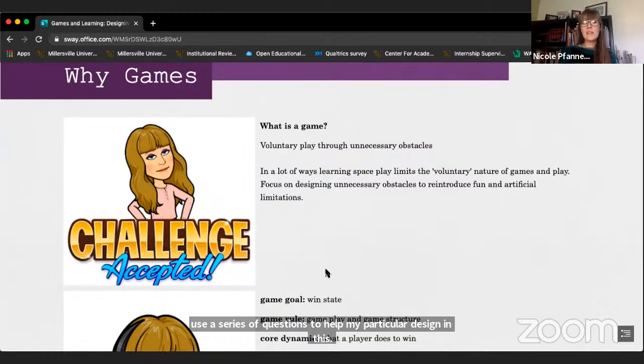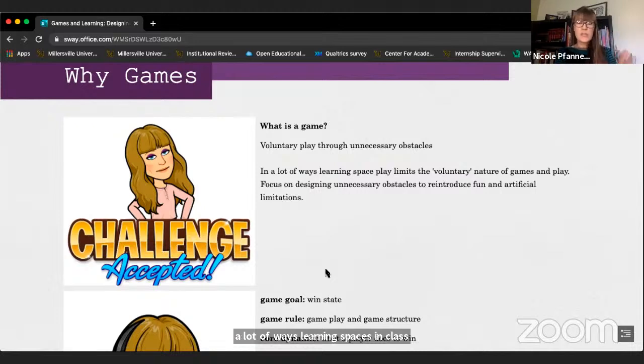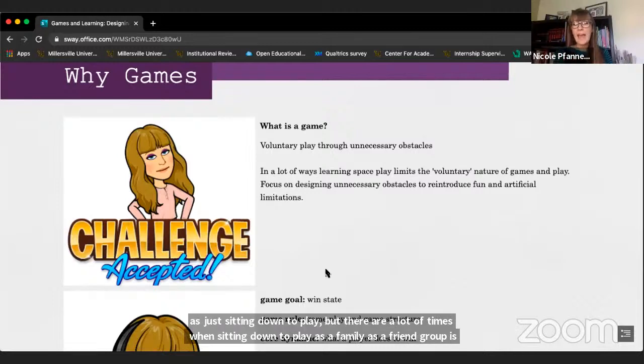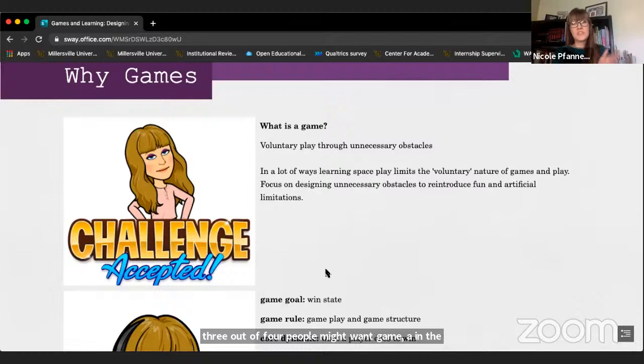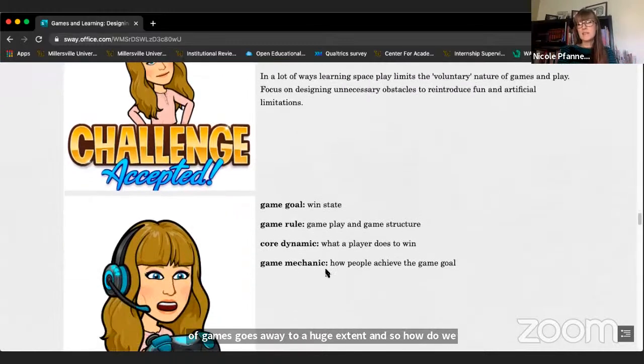Because, as we just mentioned with the vulnerability, in a lot of ways, learning spaces in classrooms or learning spaces in formal settings where we expect any learner to engage, the voluntary nature of it is very gray. It's a huge gray area. It's not as voluntary as just sitting down to play. But there are a lot of times when sitting down to play as a family, as a friend group, is not as voluntary either, because 3 out of 4 people might want game A and the 4th person wants game B, but the 4th person wants to play, so they're still going to join in. Even when kids come up with the rules for a game like tag, they're squabbling. So voluntary is a very ambiguous term, but we do want to account for and really acknowledge the idea that when integrated into classrooms, the voluntary nature of a lot of games goes away to a huge extent. And so how do we accommodate for students within that space to help them still feel comfortable?